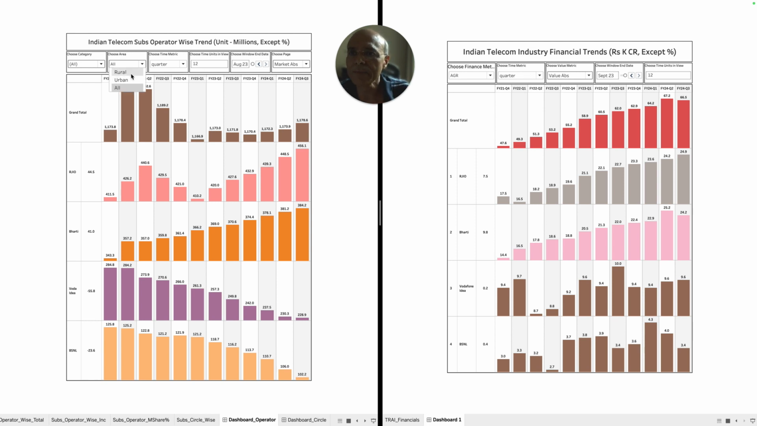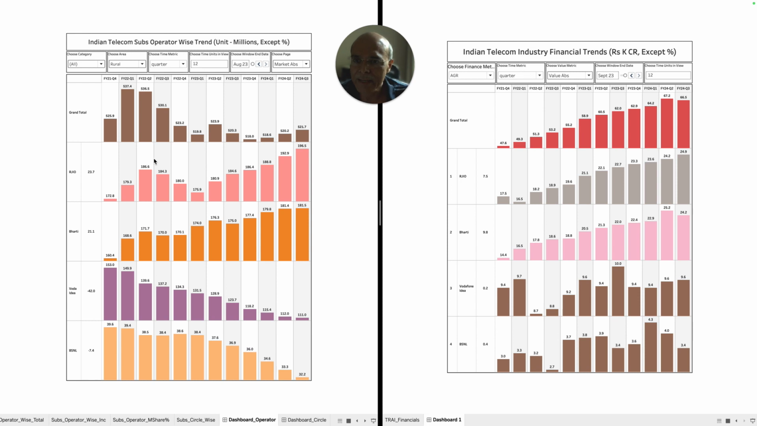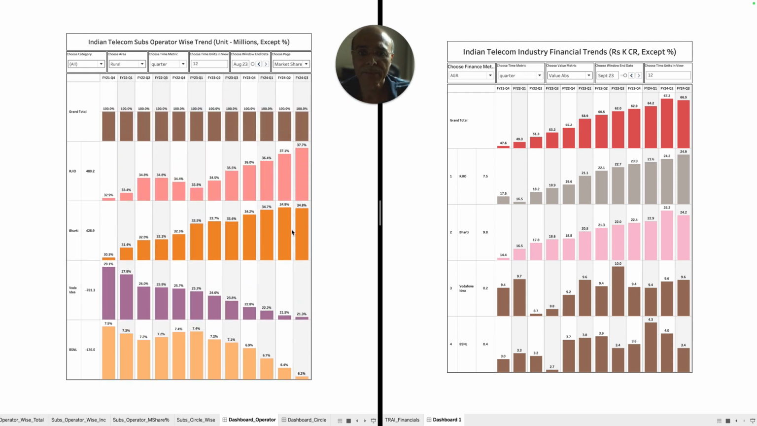Now let's look at rural and understand who is doing what in this space. If you look from the point of view of the two leading operators, Reliance Jio and Bharti, both are gaining market share in rural. Bharti started with 160.6 million subscribers at the start of this window. Reliance Jio had 172.8 million. It has grown to 196.5 million, whereas Bharti has grown to 181.5 million. The picture becomes very clear if we do a market share analysis. You find that Bharti has gained 428.9 basis points of market share in the rural segment, and Reliance Jio has gained 480.2 basis points in the rural segment.